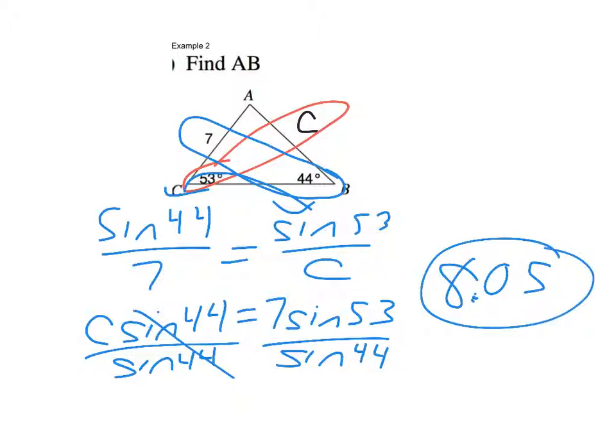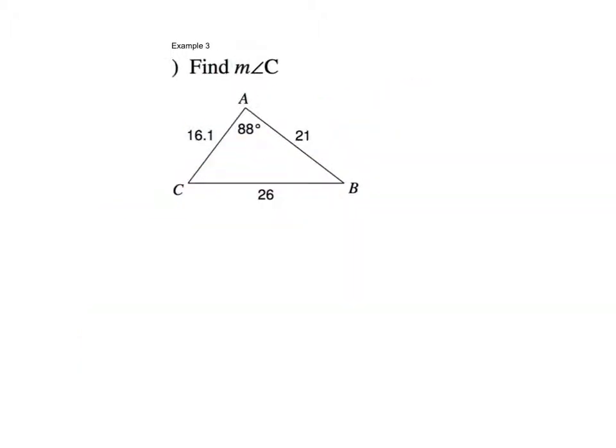Okay, and keep in mind, remember what we learned first semester, the larger the angle, the bigger the side across from it. So 53 is bigger than 44. So my side should have been longer than 7. It's not a gigantic amount longer, so this makes sense at about 8.05.